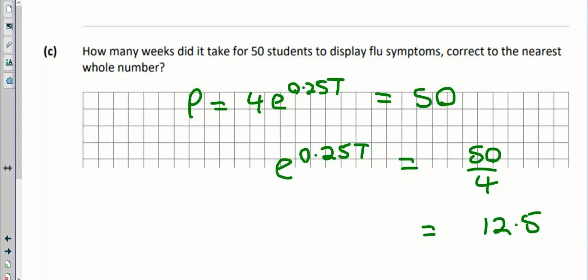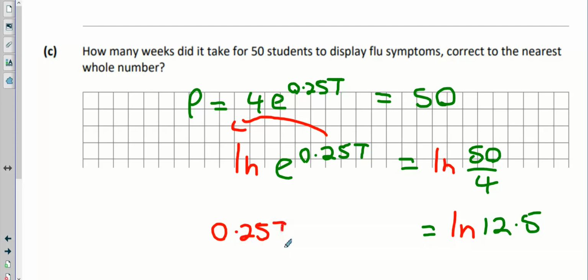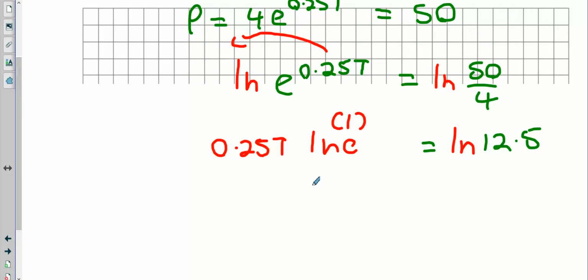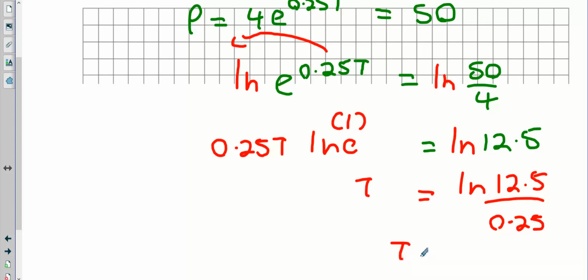What do I need to do to both sides? What should I do to both sides? Log. What happens to the power at the front? 0.25 T, yeah? ln E, and ln E is 1. Now what do I do with the 0.25? Divide the other side by 0.25. And I think most of us got 10, did we?